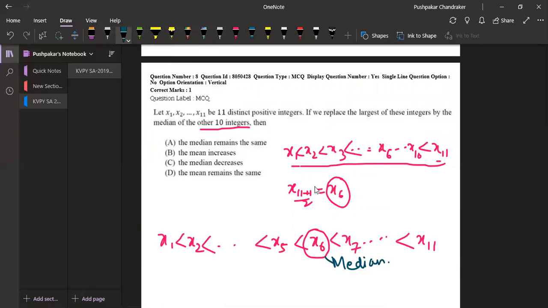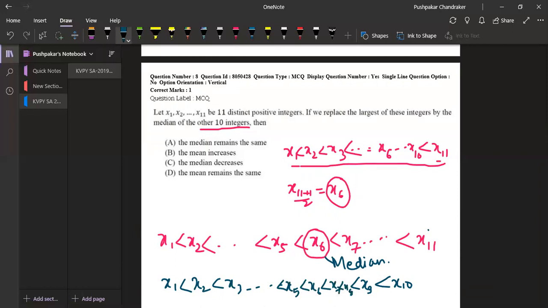Now what we're doing: we replace the largest of these integers by the median of the other 10. So the largest is x11. Now there is a new set of data. We replace x11 by the median of the other 10 integers, so we have to find the median of the other 10 integers first. This is the case up to x10. So these are the 10 numbers. Because 10 numbers are there, there are two medians. Two medians means two numbers are center terms, that is x5 and x6.